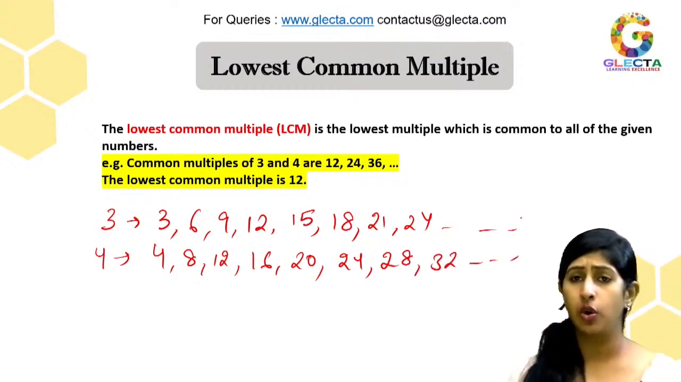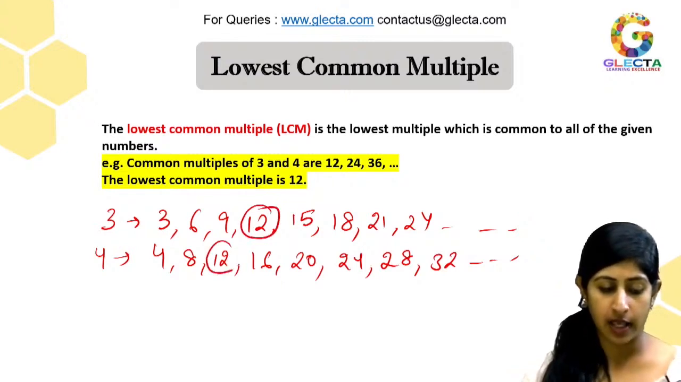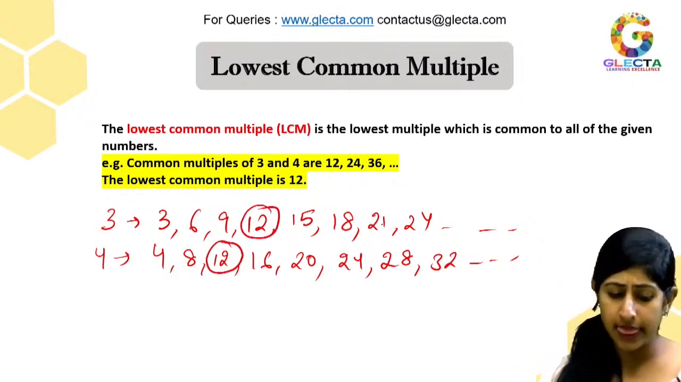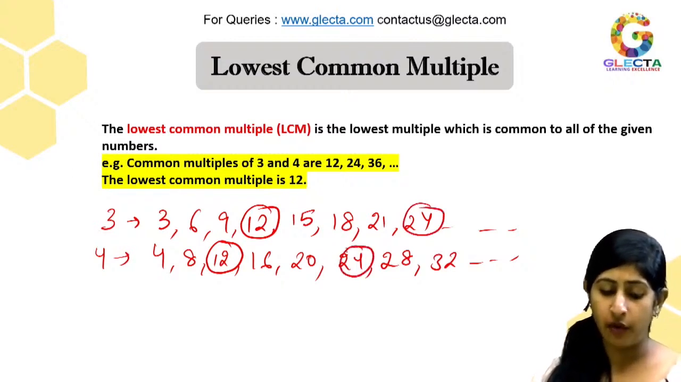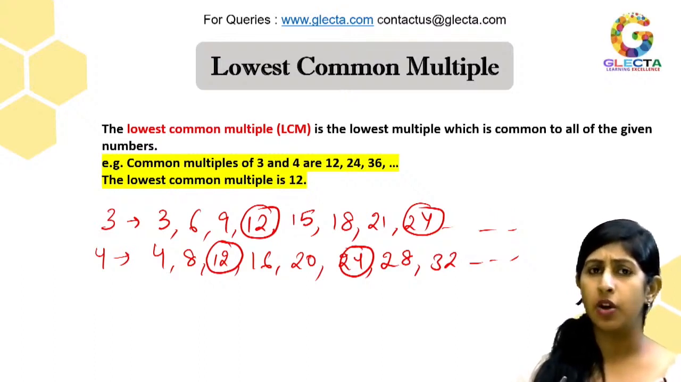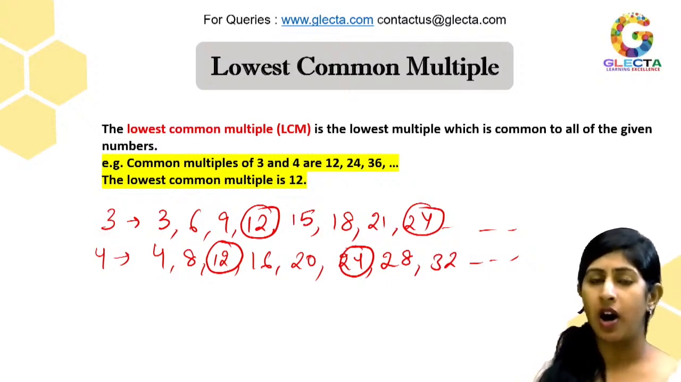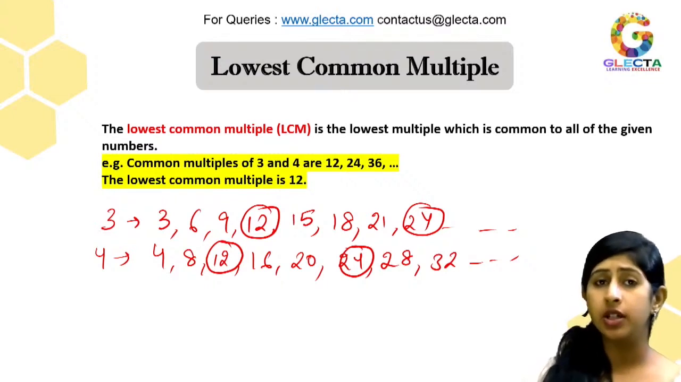Now let us see which are the common multiples. Clearly I can see that 12 is a multiple of both, so I'm going to highlight 12. And then I can see that 24 is a multiple of both, so I can highlight 24. Now I can observe a pattern that all the common multiples of 3 and 4 are actually the multiples of 12. So after 12 I have 24, after 24 I'll have 36, after 36 I'll have 48, after 48 I'll have 60, after 60 I'll have 72, and these will be the common multiples.